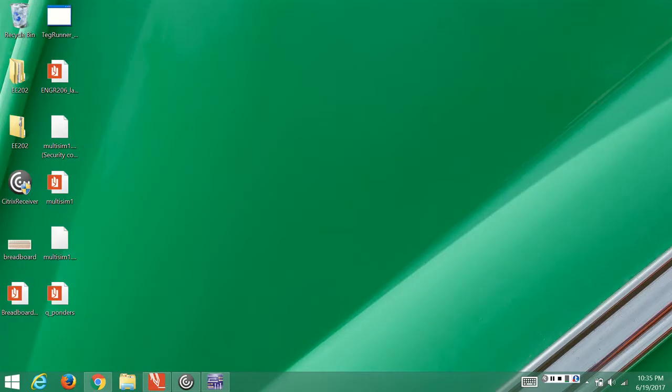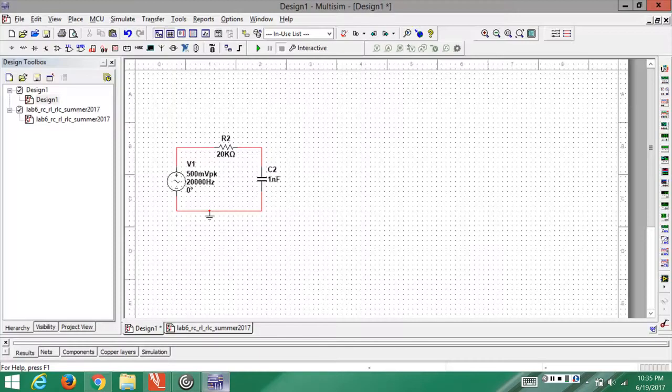I'll be using Multisim circuit simulation software. I already have the circuit set up over here, as you can see. I'm using a capacitor of 1 nanofarad and a resistor of 20 kilohms, and as I said, the signal source is 1 volt peak to peak with a frequency of 20 kilohertz, right?